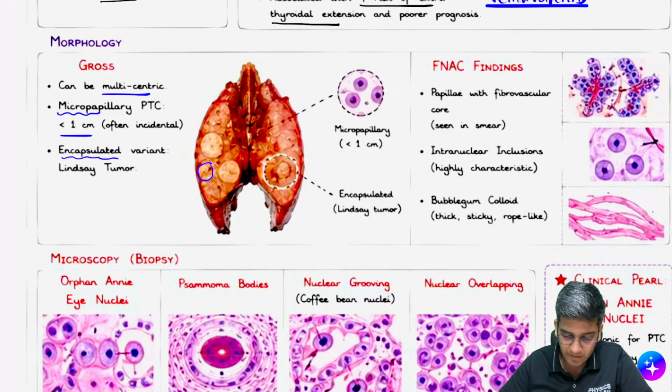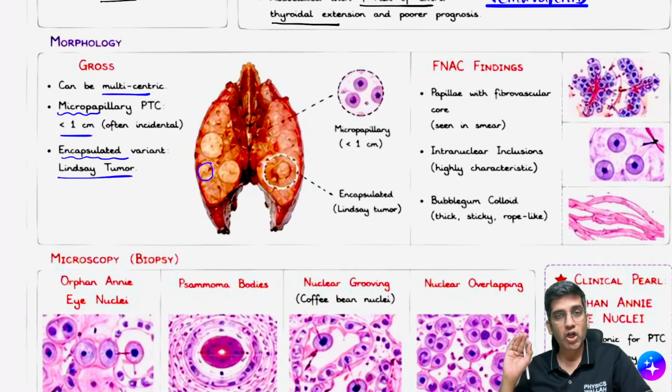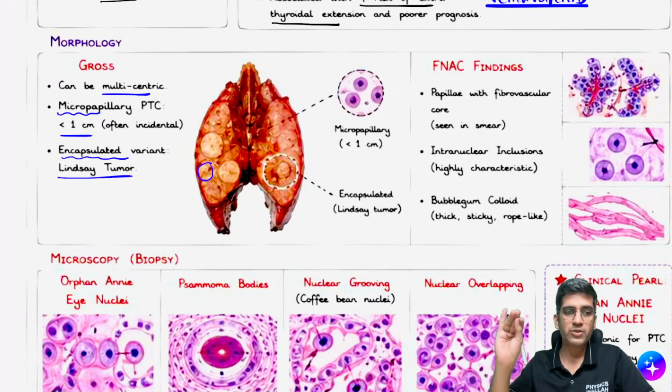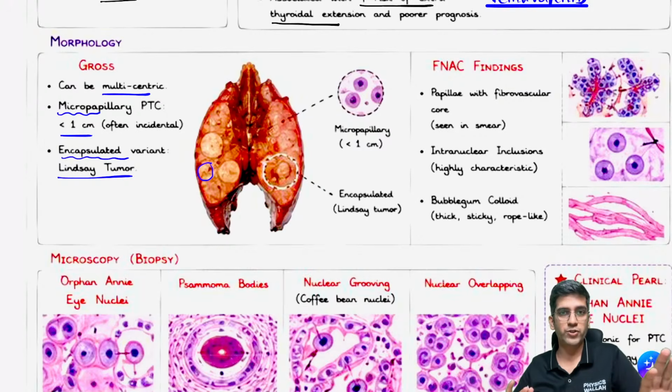We have an encapsulated variant of papillary carcinoma. We call it Lindsay tumor. Just remember, there's an encapsulated variant called Lindsay tumor, right? This is for gross. In gross, it will be gray tan, might not have much hemorrhage. You won't be able to see much of papillae in the gross.